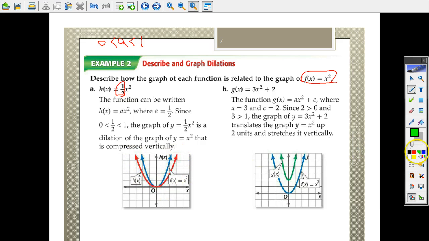When you have a that is greater than 1, then it's going to be narrow. So here's the original graph, x squared. If you have 3x squared, it's going to be smaller. And you notice here, you also went up 2. So from this original graph, you went up 2, and then it got narrower. So it's slimmed down. If this a is bigger than 1, it's going to slim down.